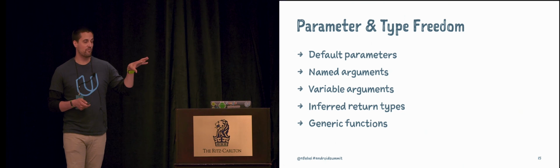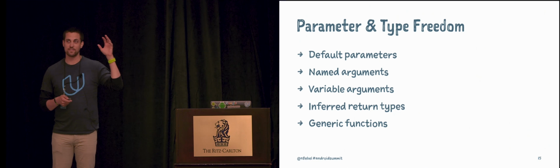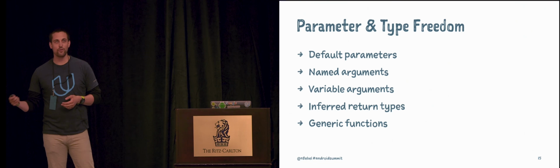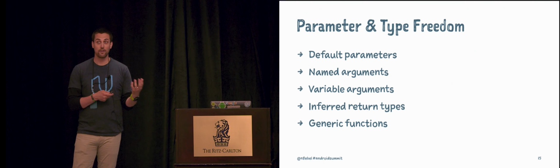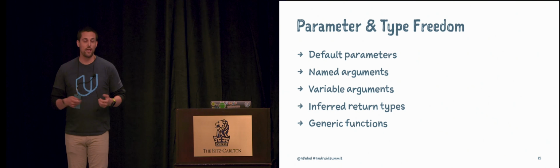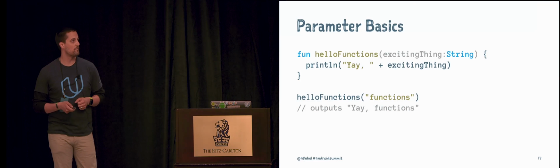So, parameter and type freedom. We have a number of things that we're going to go over quickly here. We have default parameters, named arguments, variable number of arguments, inferred return types, and generic functions. And you'll see a lot of these in the standard library. You can use them in your own code, and they do a lot for us.